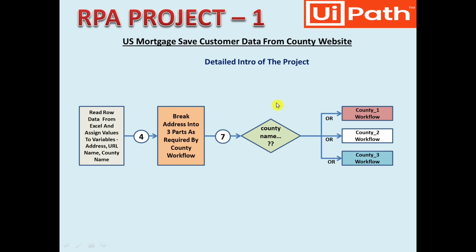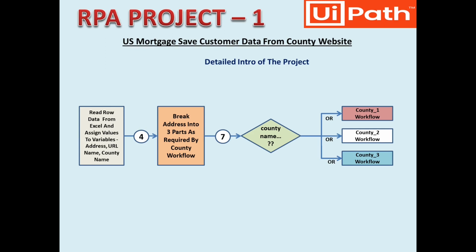Then, based on the county name which is available in the data row, we will call any one of the county workflows. We have already completed two county workflows. The first was for DuPage and the second one was for Orange. Now we will start this third one, which is Miami. So today we will develop the automation workflow for Miami County, and we will search for the address. If the address and the borrower name match, then we will download a few documents. This is the outline of this workflow.